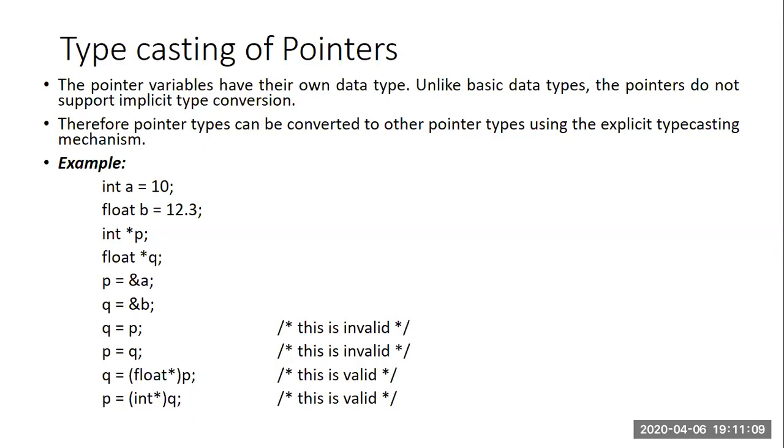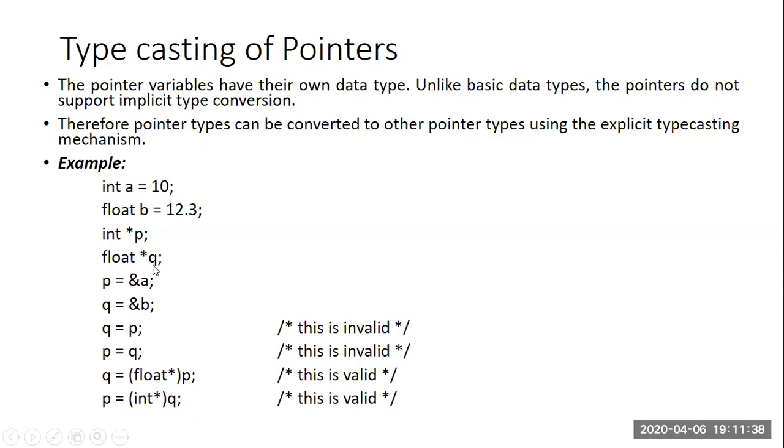Next two lines, we are declaring a pointer p and a pointer q. P is a pointer which can store the address of another integer variable. This line actually says this thing. And pointer q is basically storing the address of another float variable.